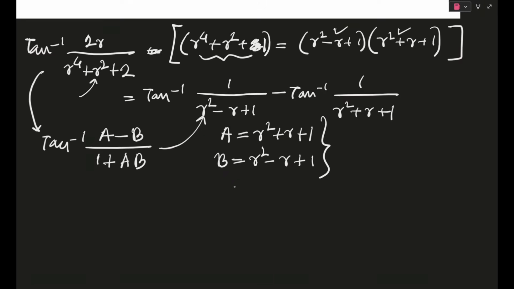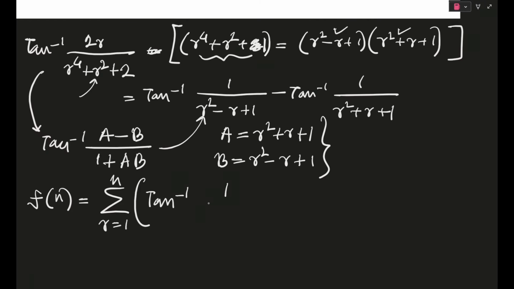Okay, so cool, I hope this is done. Right now, because this is a telescoping series, you can observe the terms. Adding this up will not be a difficult task, because terms will start cancelling. So this is sigma r equals 1 to n, inside the bracket tan inverse of 1 by r square minus r plus 1, minus tan inverse of 1 by r square plus r plus 1.